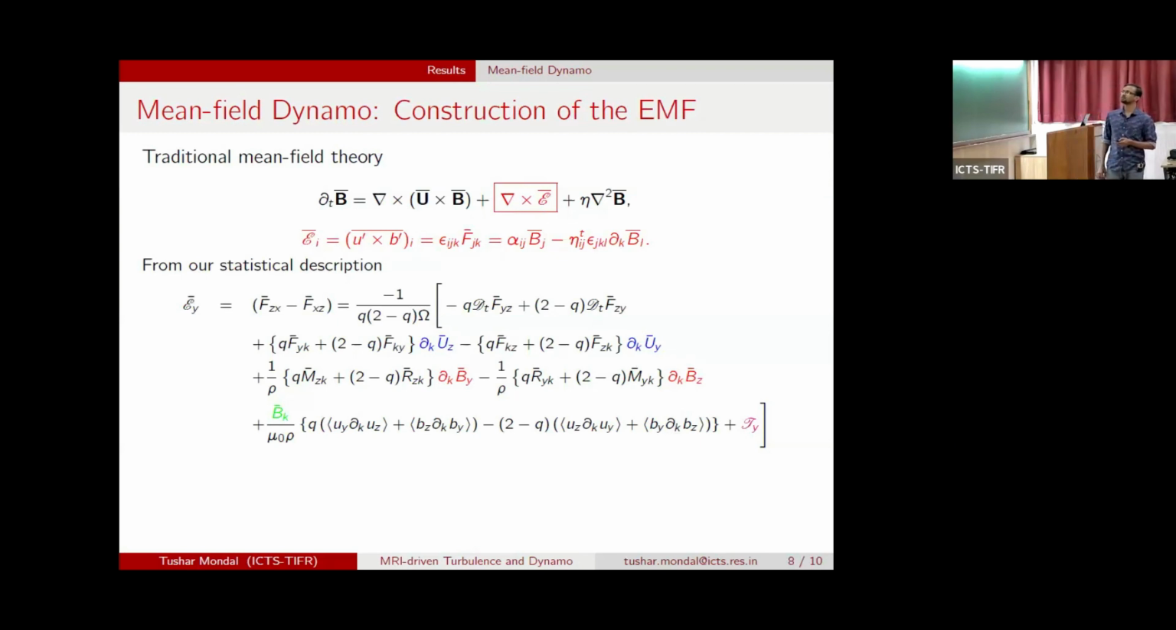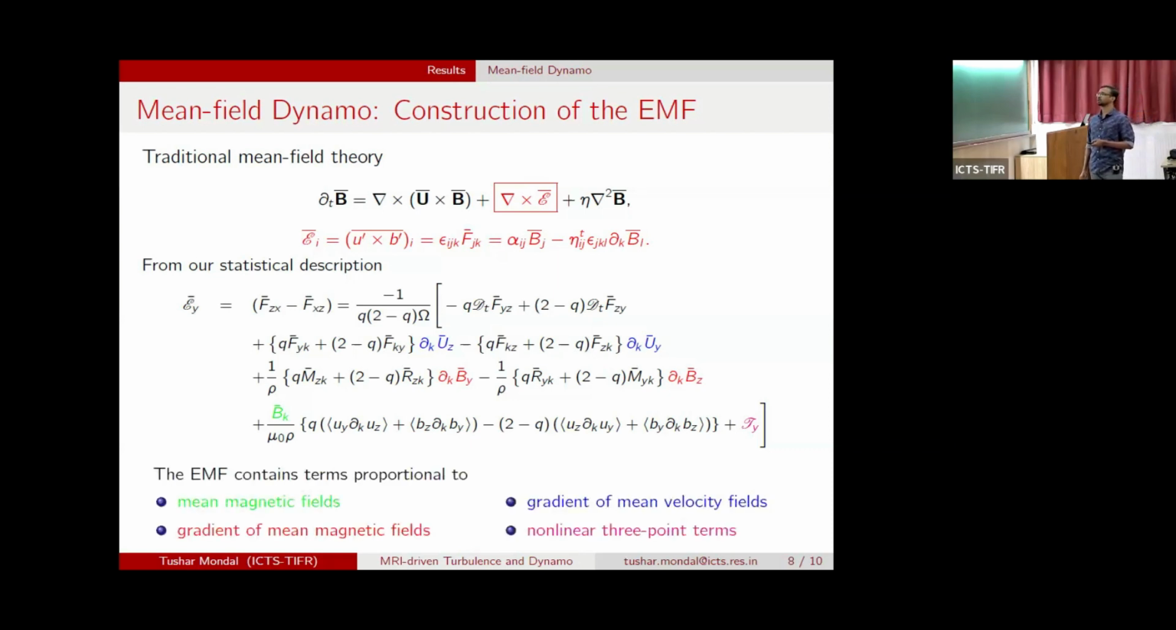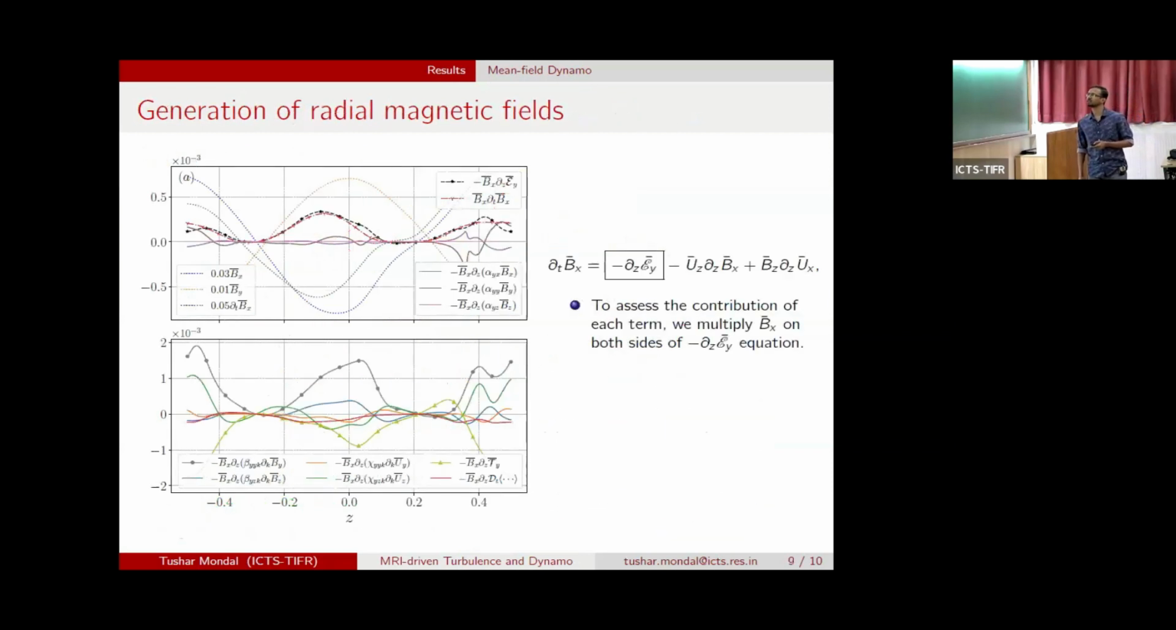Instead of writing down this EMF in this fashion, from the statistical expression we can self-consistently construct that EMF, where you can notice that the EMF is not only a function of the mean field and its gradient. There are other terms appearing, which are the gradient of the mean velocity field, or vorticity. Also this third order correlator, a fully nonlinear term, which is not proportional to any mean quantity, either the mean magnetic field or the gradient of the mean magnetic field. So you can see a lot of terms appearing. If we plug in here, we can easily calculate how this radial magnetic field is generated.